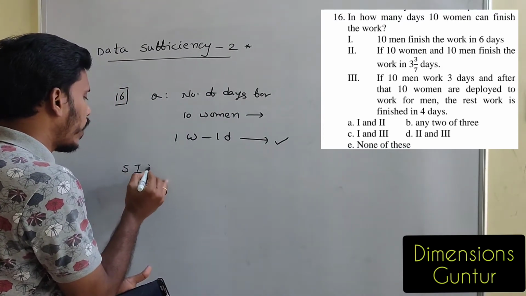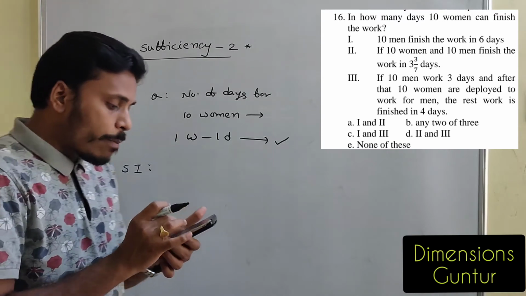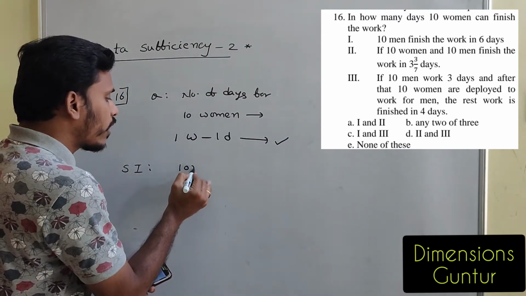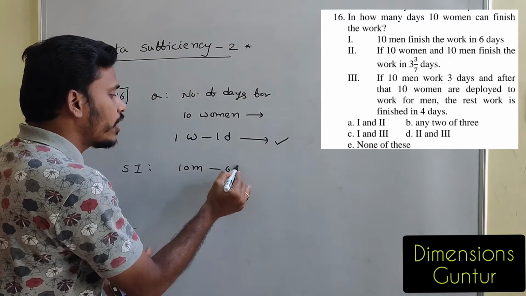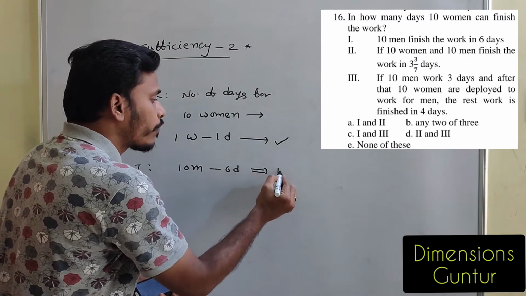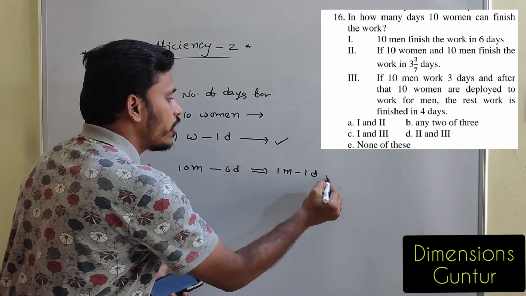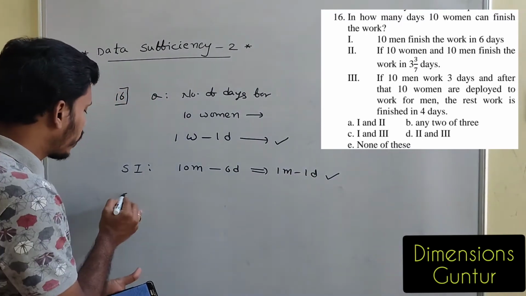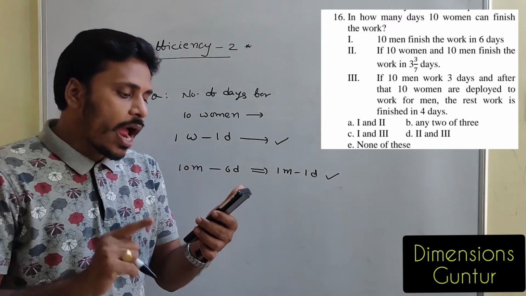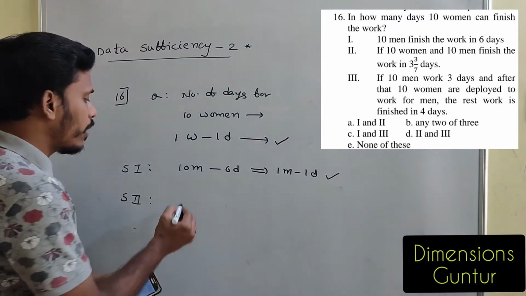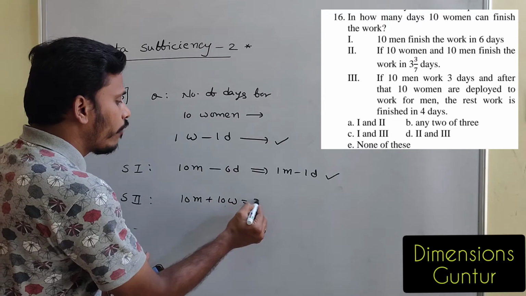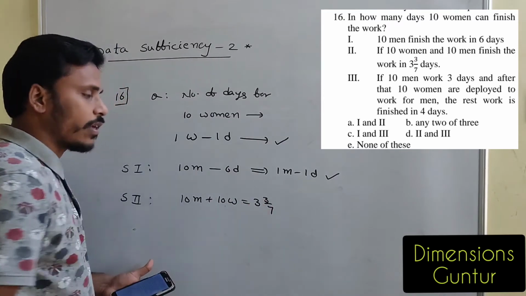For that, statement 1, what is given? 10 men finish the work in 6 days. See, just look there. The problem gives that 10 men finish the work in 6 days. From there you will get 1 man 1 day work easily. Then think about statement 2. Statement 2 gives us that 10 women and 10 men finish the work in 3 by 7 days.